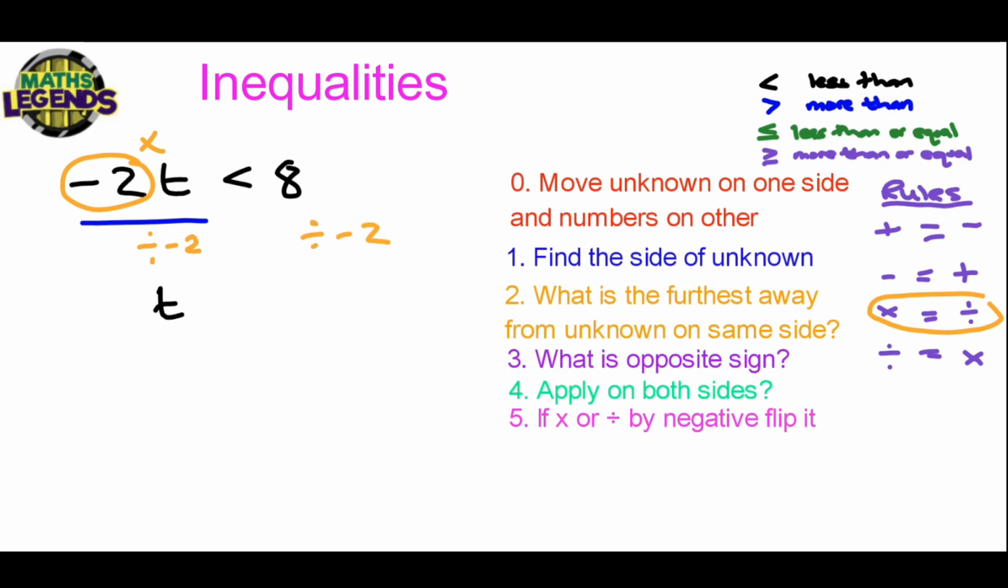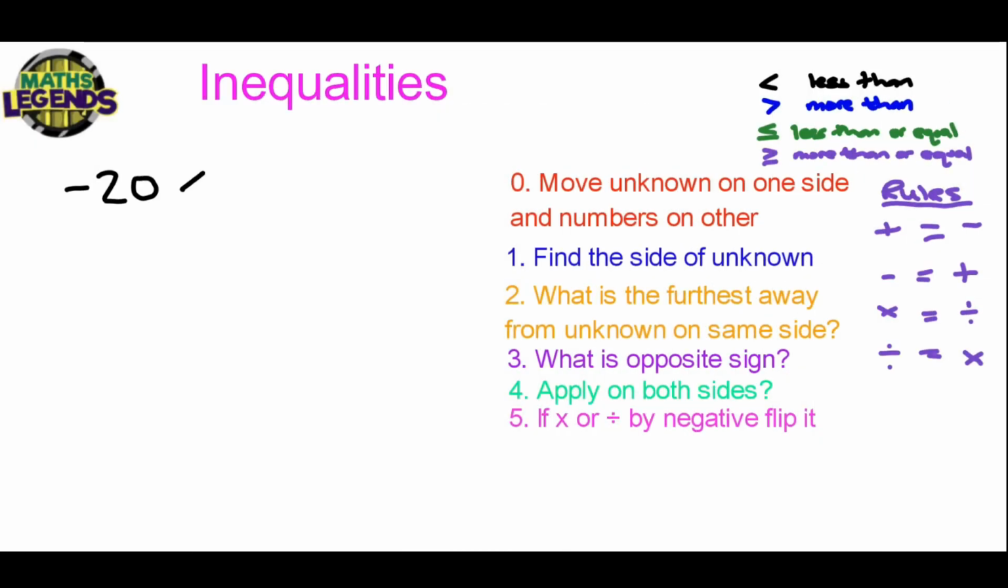So that's just t. Now because we divided by a negative, we need to flip the sign so that it goes the other way. And 8 divided by minus 2 is minus 4. 8 divided by 2 is 4. And the plus and the minus makes a minus. So the answer is t is more than minus 4. Let's look at another example.